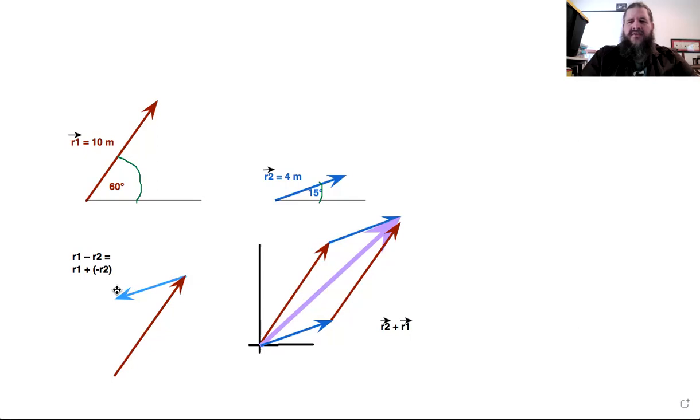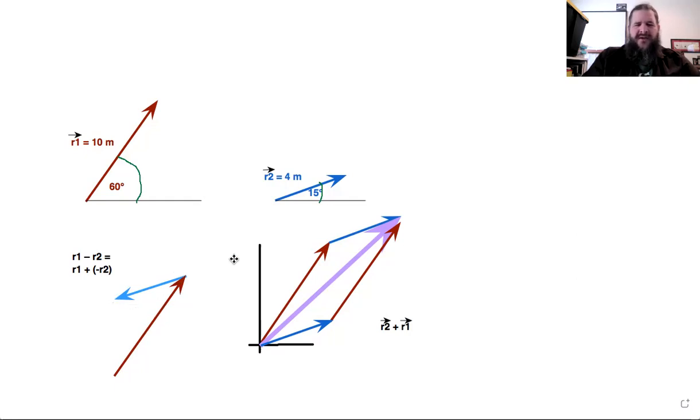Note that a vector on its own doesn't have a sign. A vector is neither positive nor negative. A vector has a direction rather than a sign. So we wouldn't say that R2 is a negative number or R2 is a positive number. R2 is just in the 15-degree direction. But negative R2, that negative doesn't mean make this a negative value. The negative means take the opposite of. And the opposite of a vector means the same magnitude, but the exact opposite direction.